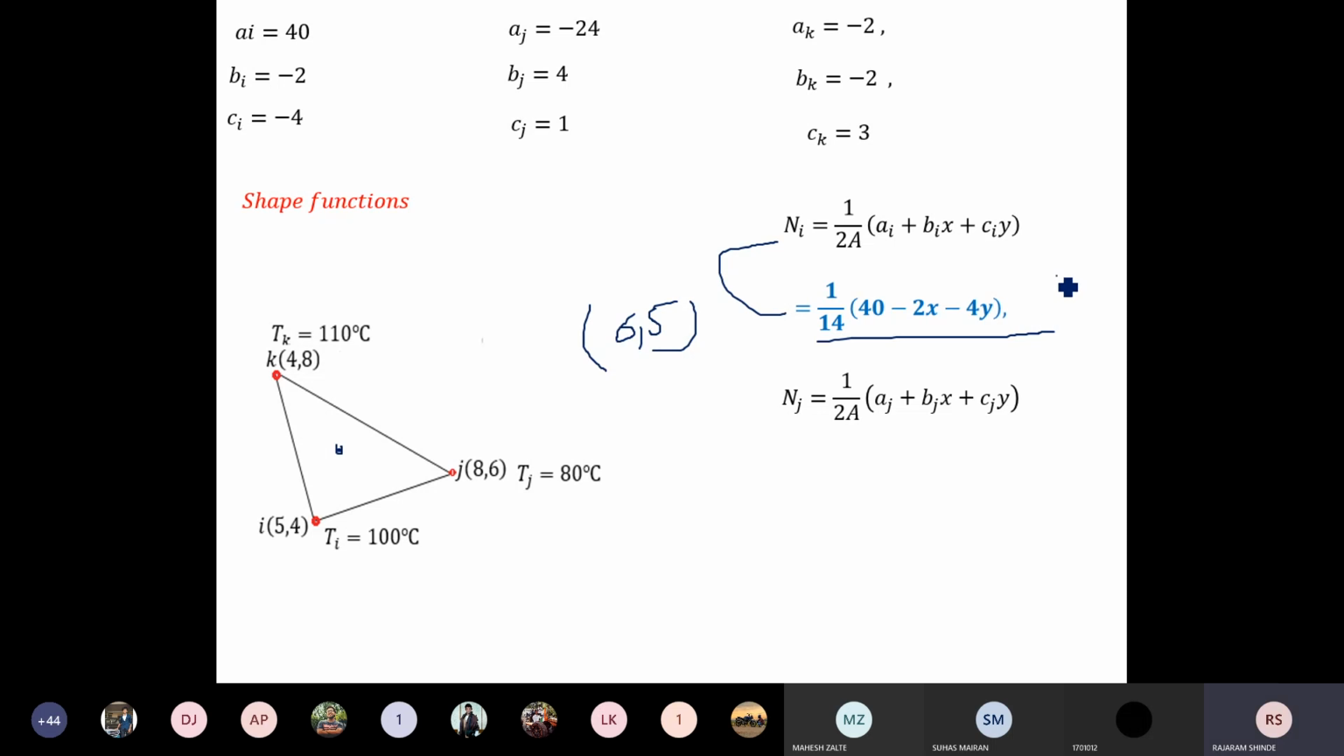1 upon 14, 4 by 7. You can keep 8 by 14 as it is. It is not necessary to do all the calculations. You can keep 8 by 14 or you can write 4 by 7 also. Okay, I will write 8 by 14. Now next, calculate Nj for this. Nj at 6, 5, how much is it?